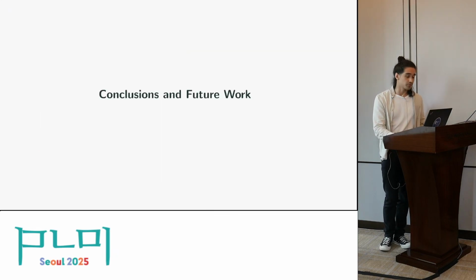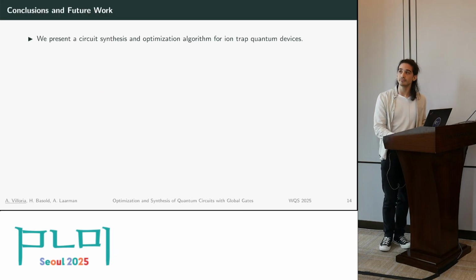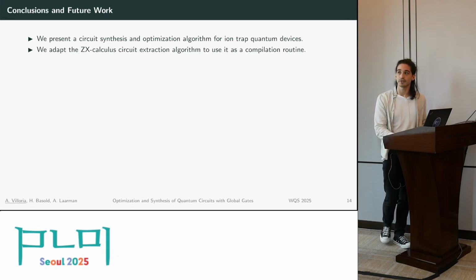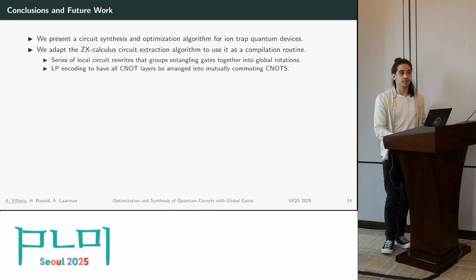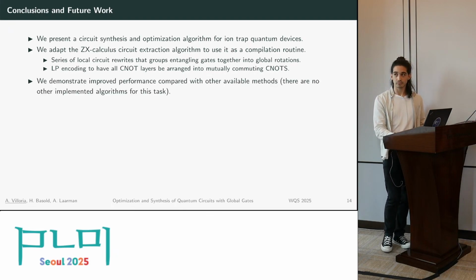Okay, so I'm going to jump now to conclusions. We have presented a quantum synthesis and optimization algorithm that uses ion trap quantum devices, in particular the global gates. For this, we use the ZX calculus, in which we take the circuit extraction algorithm and change it in such a way that we reframe it as a synthesis algorithm. And we demonstrate improved performance compared with other methods.